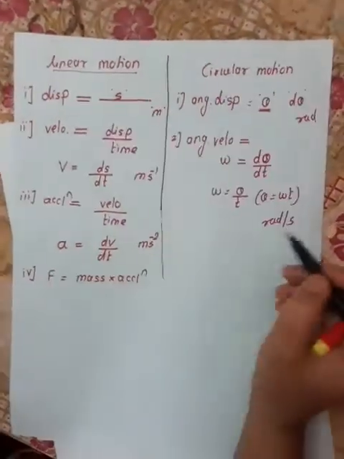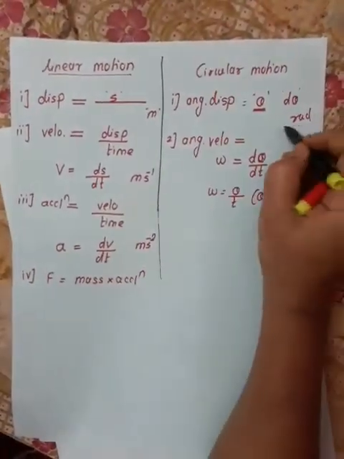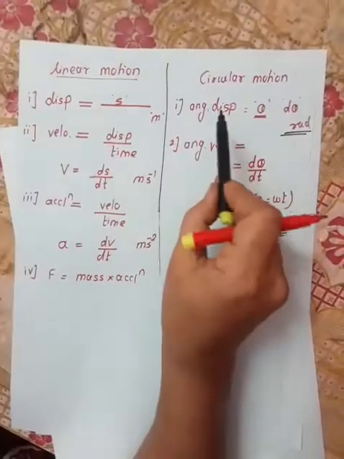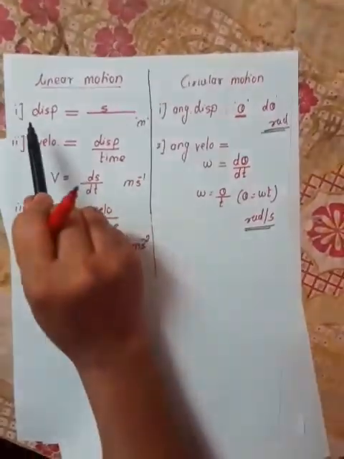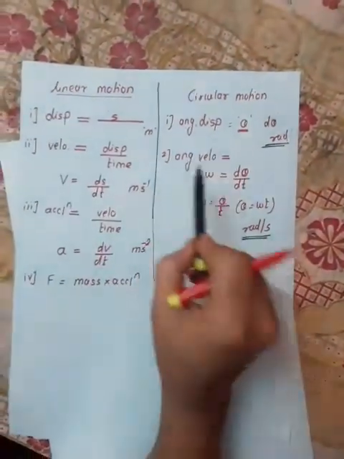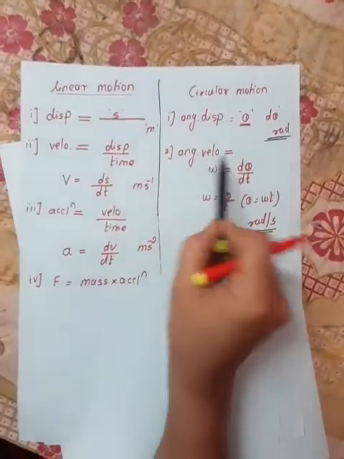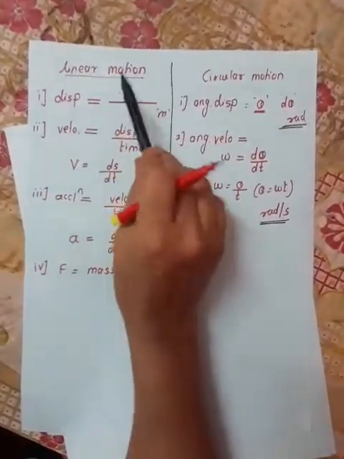Please listen carefully to all these units. First one is angular displacement, which is analogous to displacement of linear motion. Second one is angular velocity, which is again analogous to velocity in linear motion.